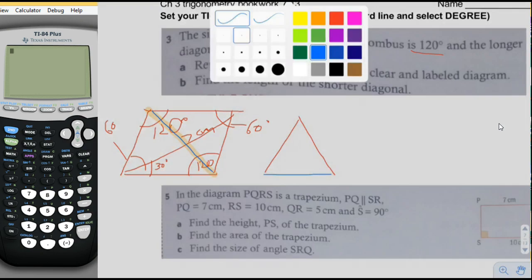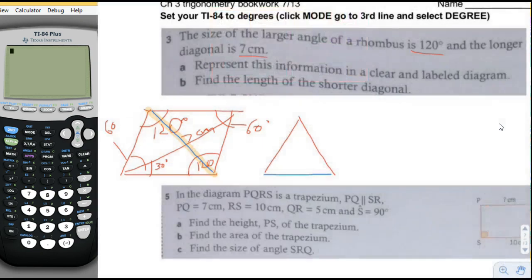So the line in the middle is 3.5 centimeters because it would be half of 7. Okay, and then this angle would be 30, and this angle would be 60. And then basically what we want to know is how long the blue line is. So maybe the first thing we should do is figure out what half the blue line is. It looks like that wouldn't be too hard.